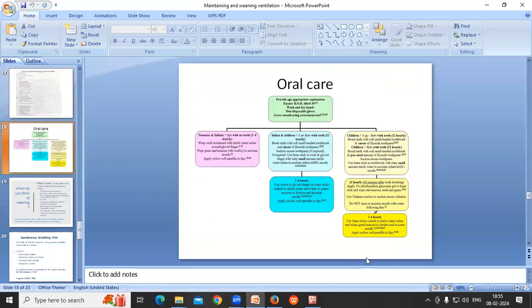And oral care, these are the guidelines for oral care, for less than 1 year and neonates. You can use normal saline, or for neonates you can use the mother's milk itself.